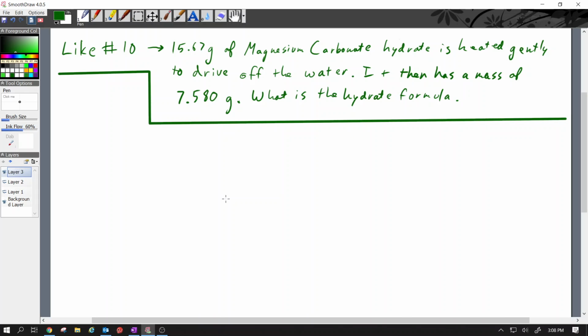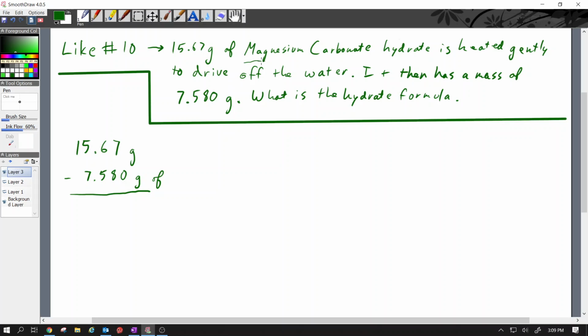All right. Here's the thing. If I have 15.67 grams of magnesium carbonate, I really have 15.67 grams of magnesium carbonate hydrate. So what I really have is 7.580 grams of magnesium carbonate anhydrous.